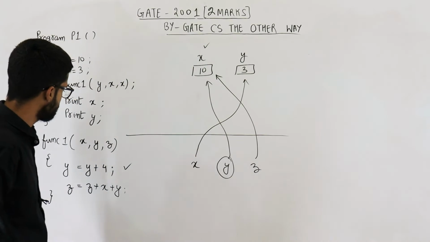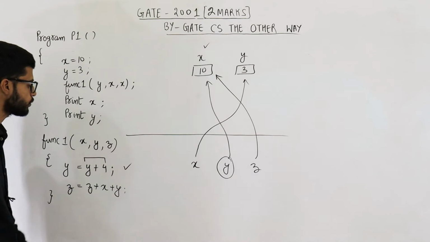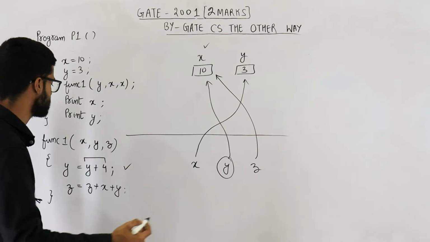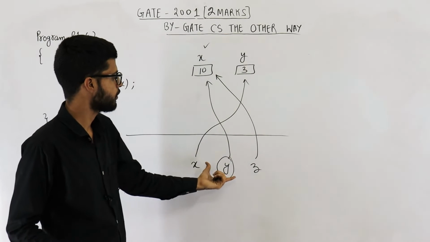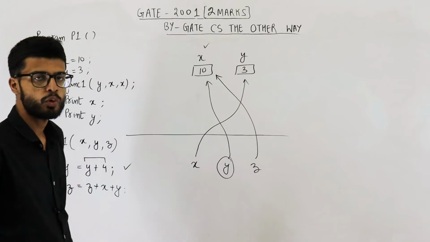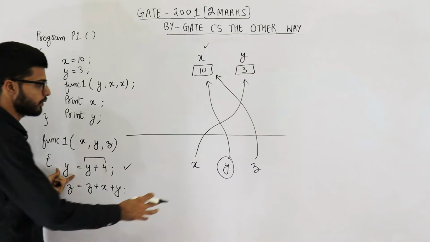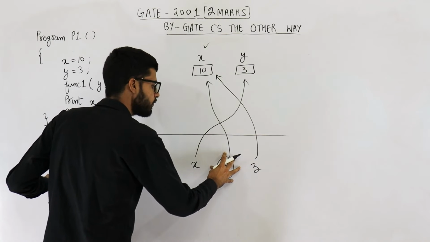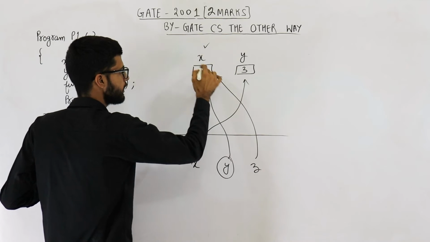Let us first solve this much. y plus 4: what is the value of the RHS? y means this memory location, because y contains a reference to this memory. So y plus 4 means 14. This 14 has to be saved in y, which obviously means 14 will be saved here. So 10 is updated to 14 like this.